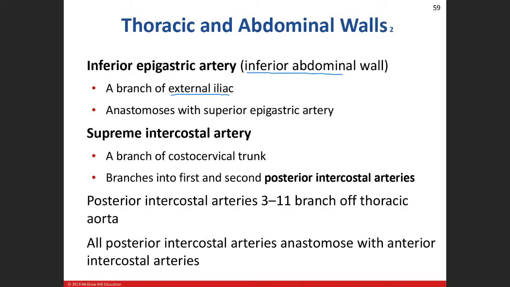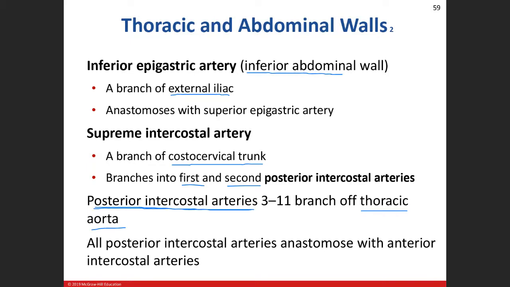Then we have another artery, go back up to the top here, what we call the supreme intercostal artery. This guy is a branch of our costal cervical trunk. The costal cervical trunk comes off of the subclavian artery. All right, and so it's going to give off 2 branches, the supreme intercostal artery, the first and second posterior intercostal arteries. And then, remember I was showing you on that picture, and I'll go back to it in a second, we've got the descending thoracic aorta is going to give off the posterior intercostal arteries.